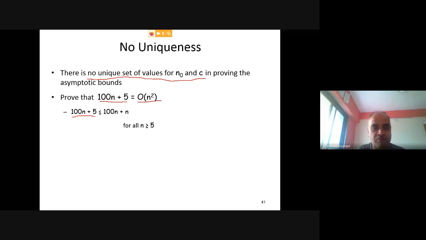To prove it, what we can do is make an upper bound. We want to make this function simpler. How can we make it simpler? We can replace this 5 with n. Then we can add these two terms, but we need to choose n0 now. If you are replacing this constant with n, it means you are saying that n should always be greater than or equal to 5.